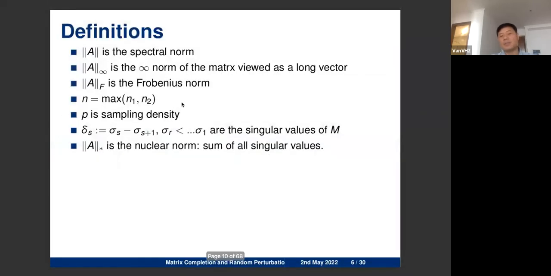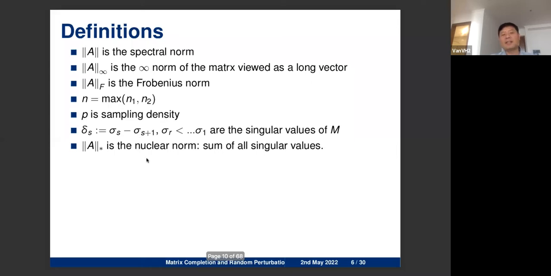Here's a bunch of familiar definitions: the spectral norm, the infinity norm, the Frobenius norm. I call n the maximum of n1 and n2, and typically we assume that these things are comparable. And P is the sampling density. One important parameter here is the gap between the singular values of M. Say I order the singular values from sigma 1 to sigma r, and the gap delta s is between sigma s and sigma s plus 1.